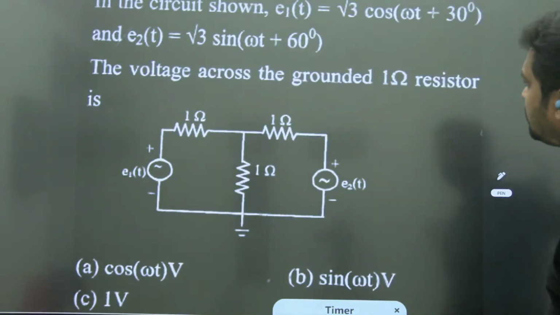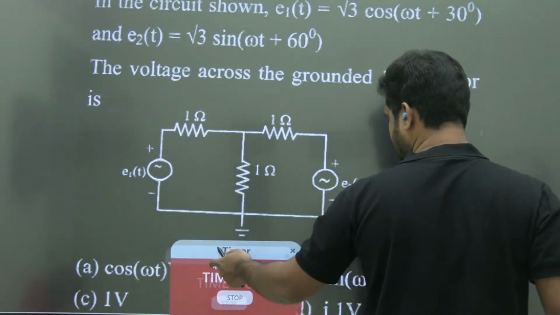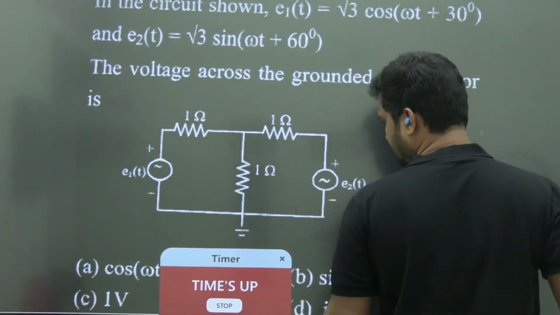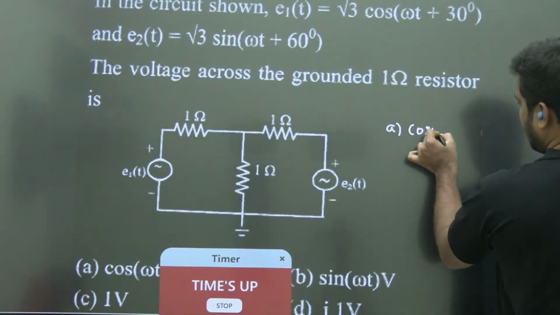So in the circuit shown in the figure, E1, E2 तो दिया, the voltage across the 1 ohm resistor is... ठीक है. So give it a try. Option A, cos omega t.